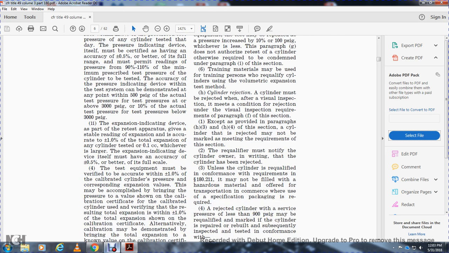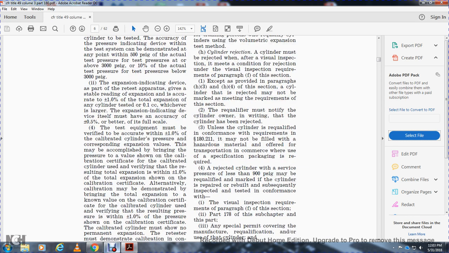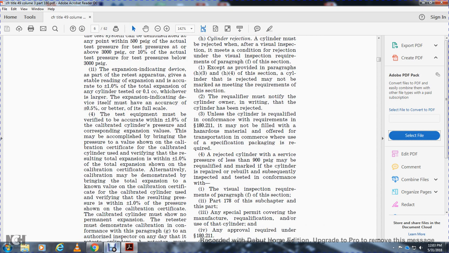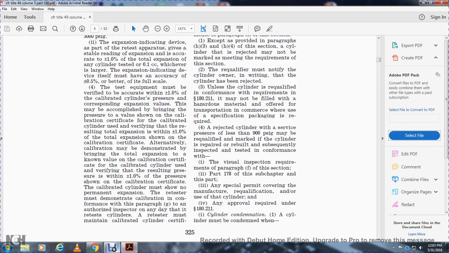3. Unless the cylinder is requalified in conformance with the requirements of the statute 182.11, then they may not be filled with the hazardous material offered with the transportation comments with the specific packaging required. 4. Rejected cylinders with a surface pressure less than 900 psi gauge may be requalified, marked with the cylinder, repaired with the rebuild, subsequently inspected, tested in conformance with the visual inspection requirements, paragraph F of the section 2, part 178, subchapter of this part. 3. Any special permit to cover the manufacturer requalification of the use of the cylinder.